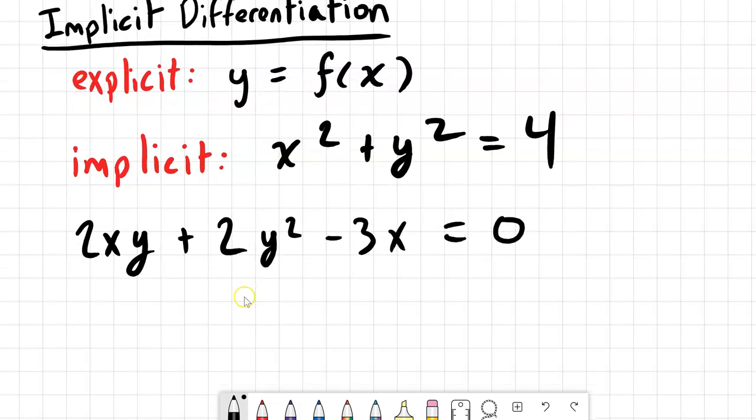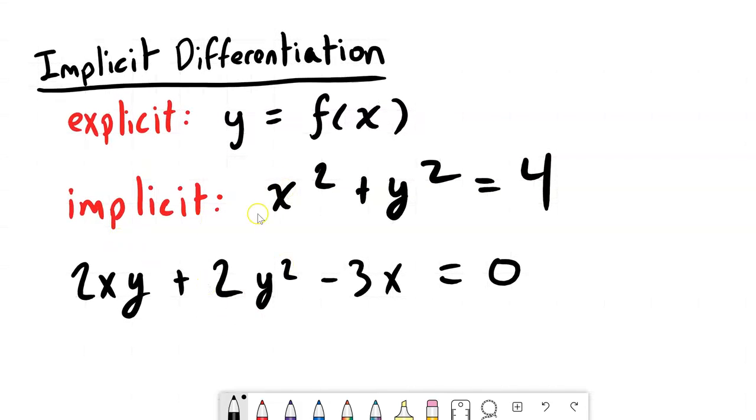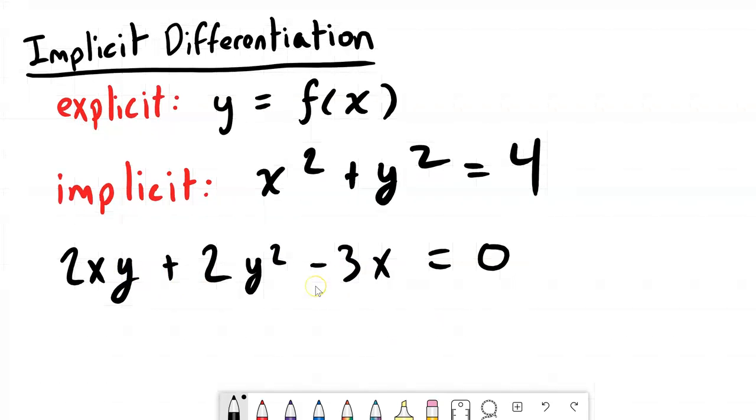In some cases we can actually solve for y and turn it into an explicit function, and in some cases we can't, like this one I just gave. How do you even solve for y, because it's a squared and a regular term? That's why we have to talk about implicit differentiation. Then let's do some examples.